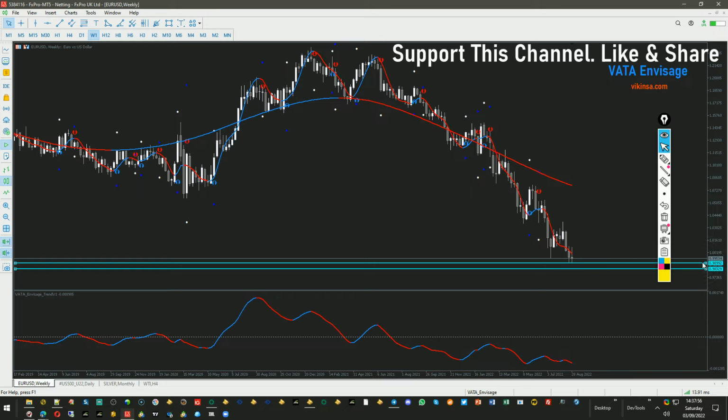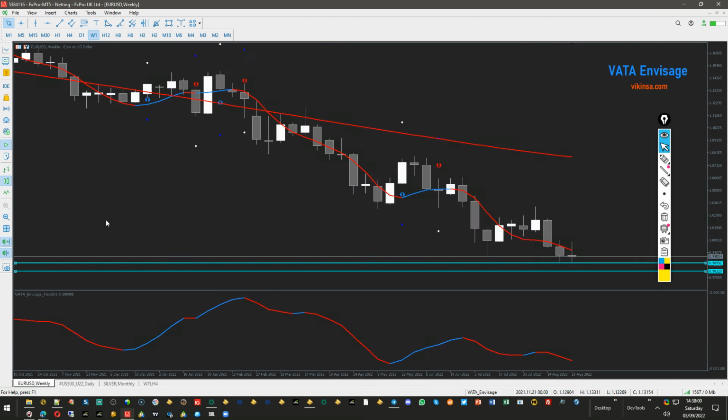Last week it came and touched one of those targets. If I'm not wrong, it actually touched it. Yes, it touched and then started to go up. Now it is falling down once again because it probably wants to go to that 0.98329 level.